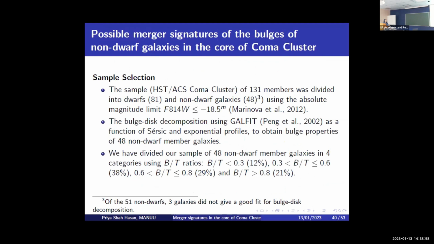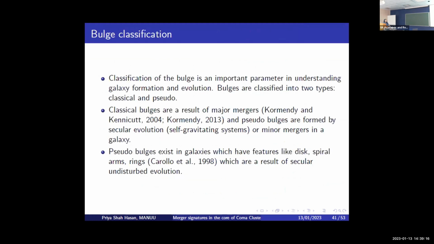So what we did is that for our members, dwarfs and non-dwarfs, we did it specifically for the non-dwarf galaxies, 48 of them. We actually did the bulge decomposition. For dwarfs, we couldn't do it for both components, but for this we could do it for all. We used that, got the B by T ratios, and classified the bulges.